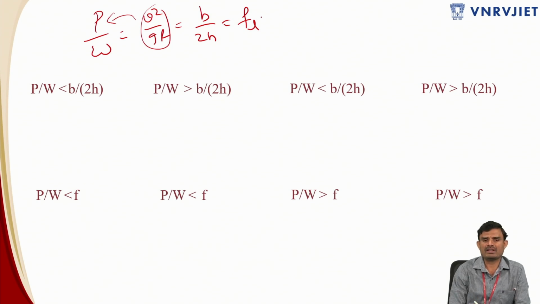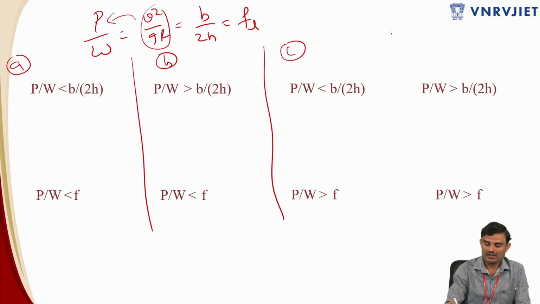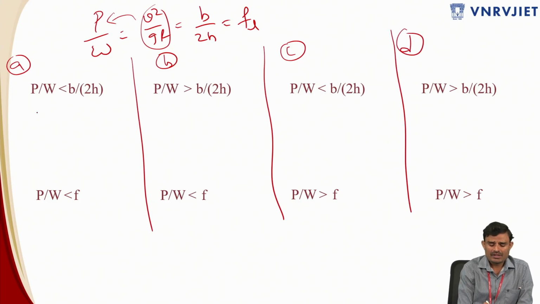Now we want to say what the different stability conditions of the vehicle are. So this is case A, this is case B, this is case C, and this is case D. Here in this equation, we can see P by W is less than B by 2H. Already we know that B by 2H is nothing but resistance to overturning. Here it has been mentioned that resistance to overturning is higher. So this B by 2H is higher when compared to the centrifugal ratio.